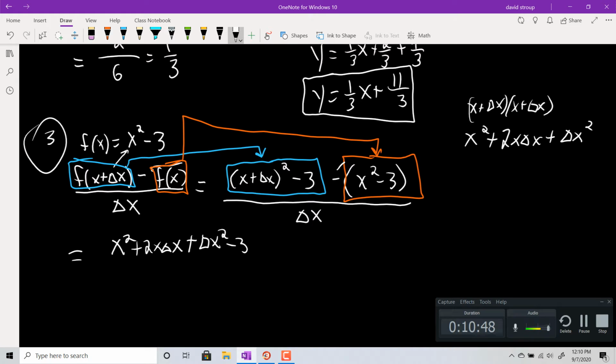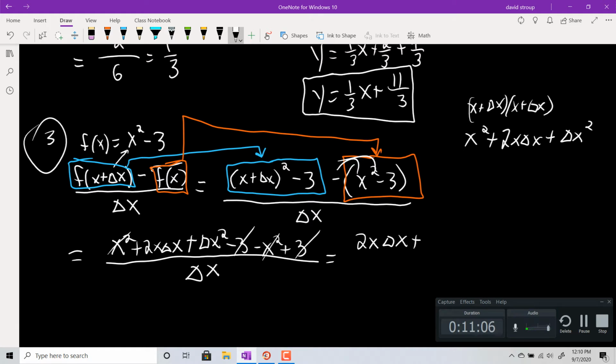And then I distribute the negative on this guy. And so I have minus x squared plus 3. And you should get some cancellation resulting, all over change in x. So the 3 minus 3, those are gone. The x squared and the x squared here are gone. And you're left with 2x change in x plus change in x squared.